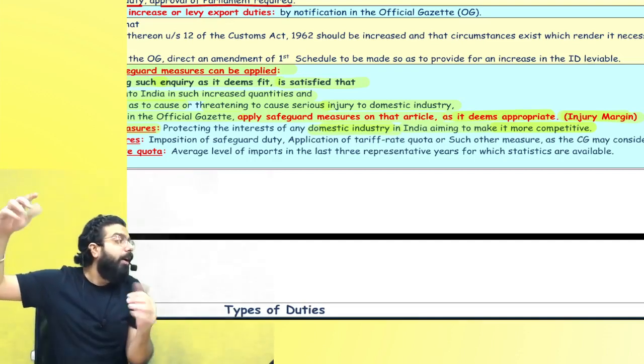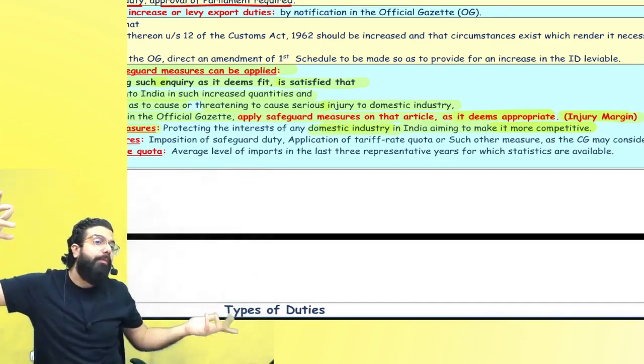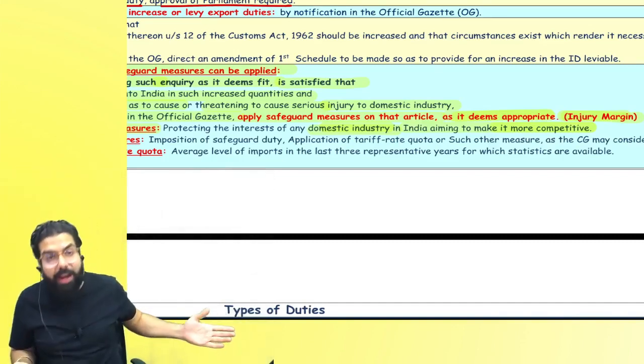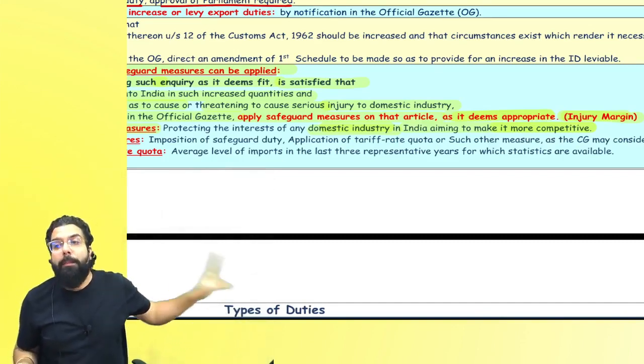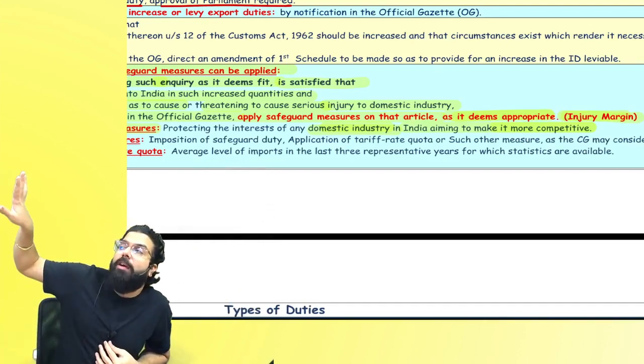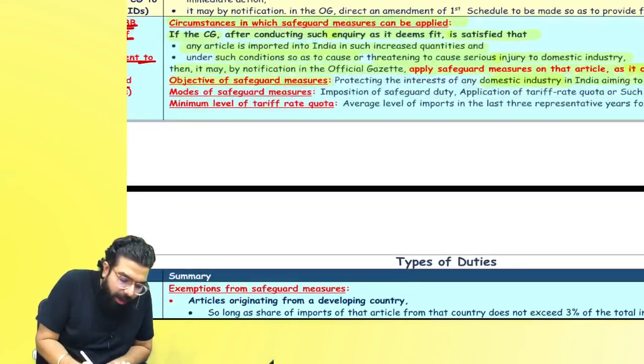Government asked why? Because sir, we are not competitive. We don't have good machinery. So government will give you some time to become more competitive by going ahead and implementing safeguard measures on the imported goods. Right, everyone?